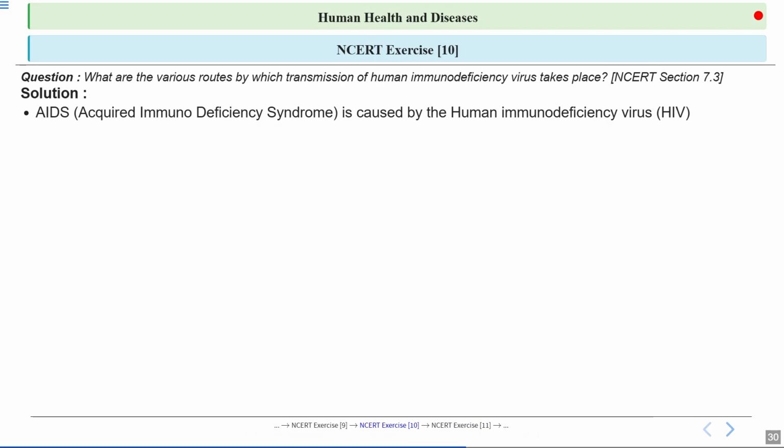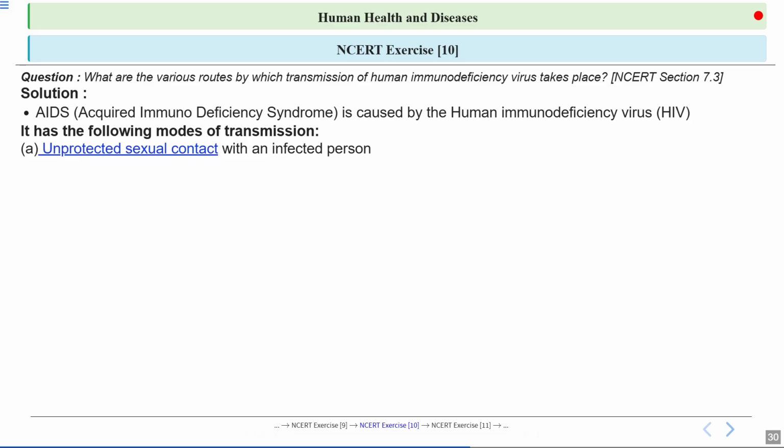AIDS, or acquired immunodeficiency syndrome, is caused by the human immunodeficiency virus known as HIV. Now, this virus specifically targets the immune system, weakening the body's ability to fight off infections. Now, let's look at the following methods of transmission of HIV.